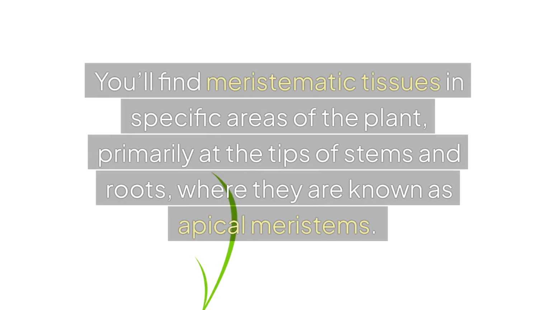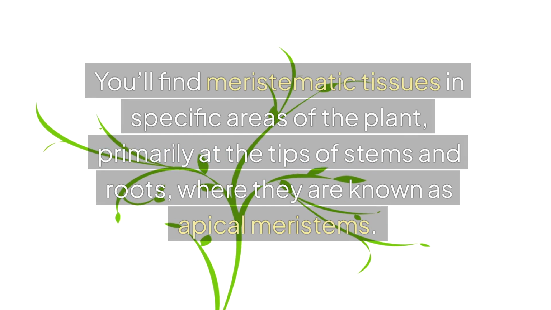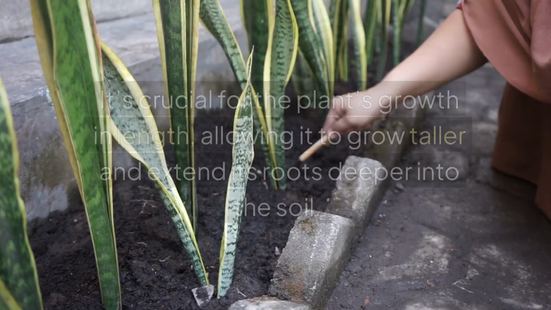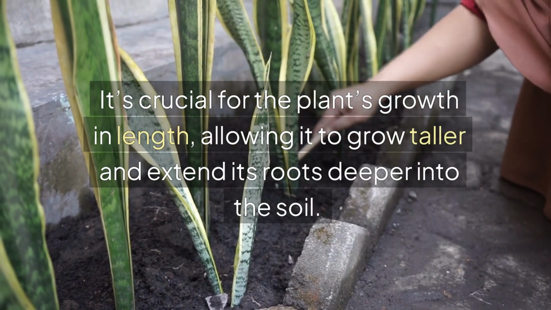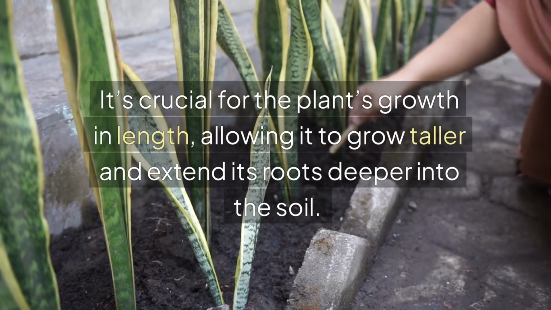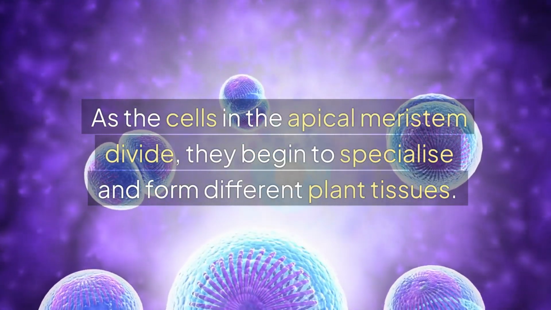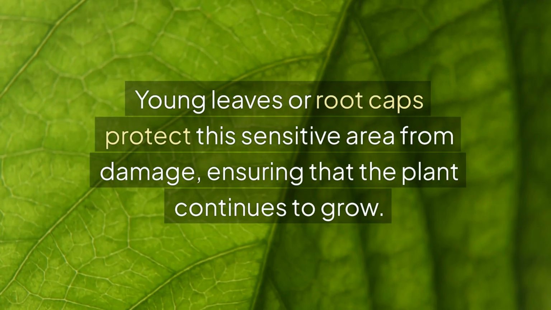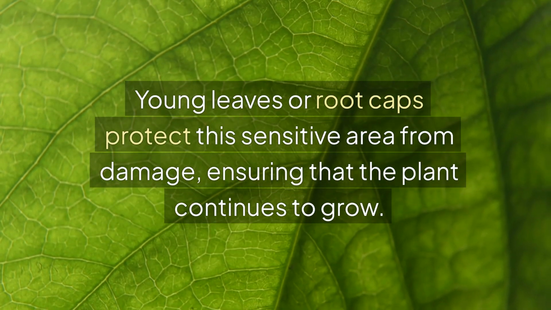You'll find meristematic tissues in specific areas of the plant, primarily at the tips of stems and roots, where they are known as apical meristems. It's crucial for the plant's growth in length, allowing it to grow taller and extend its roots deeper into the soil. As the cells in the apical meristem divide, they begin to specialize and form different plant tissues. Young leaves or root caps protect this sensitive area from damage, ensuring that the plant continues to grow.